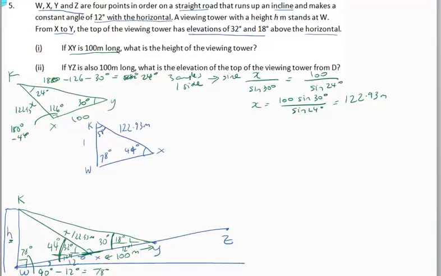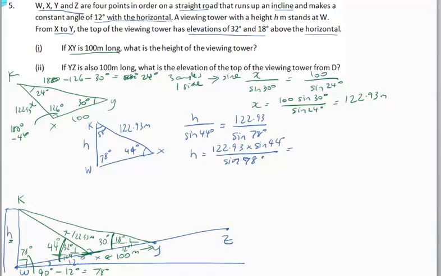So we're going to say here our h. So h divided by its opposite, sine 44 degrees, is equal to 122.93 meters that we know divided by sine of 78 degrees. Rearranging, h is equal to 122.93 multiplied by sine 44 degrees divided by sine of 78 degrees. Into our calculator, and we're going to find that h is 87.3 meters here. So we've found here our h is equal to 87.3 meters.